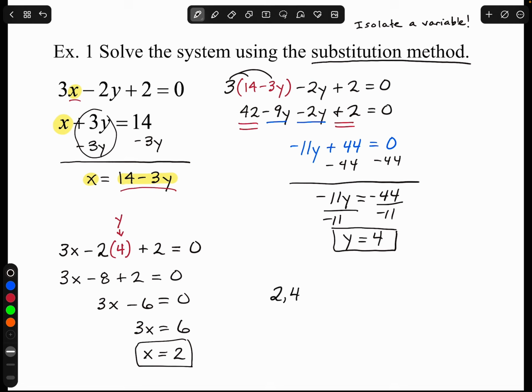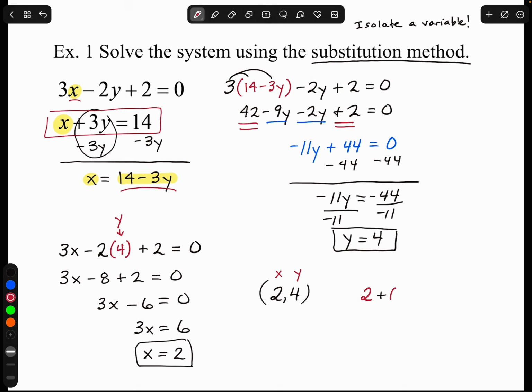Which now looks like our point where these two lines cross would be the point (2, 4). And we can check it by plugging it into the other equation that we didn't use. We can take this one and say, all right, if this is x and this is y, it should be true when I plug that in.